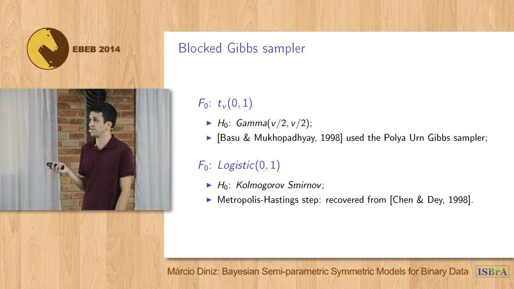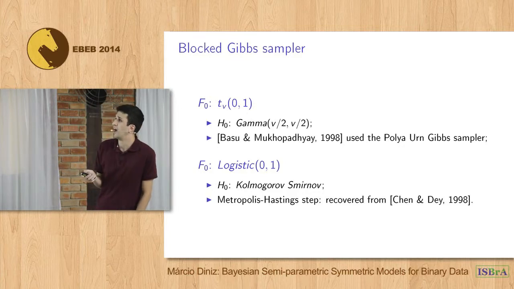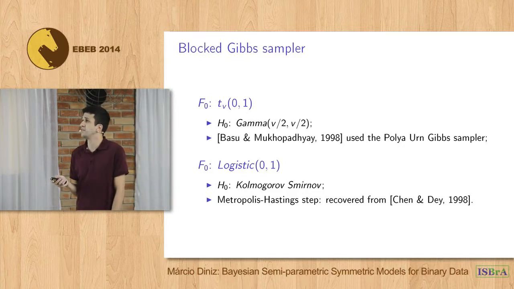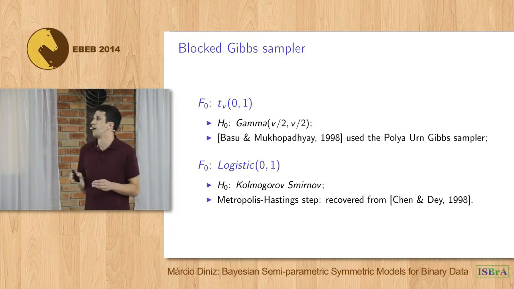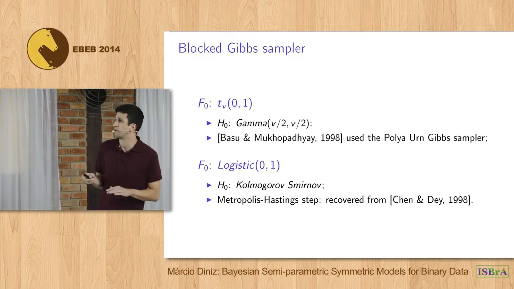we have two cases in this work. If you want F0 to be the Student's t distribution, H0 has to be the gamma distribution. Basu and his colleague used the Polya urn Gibbs sampler for this case. It's okay, because the gamma distribution is conjugate with the normal, so there is no problem.